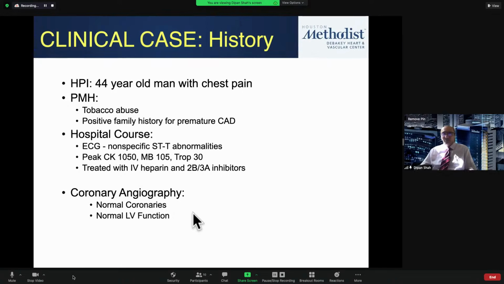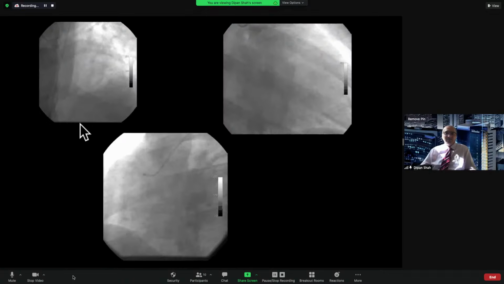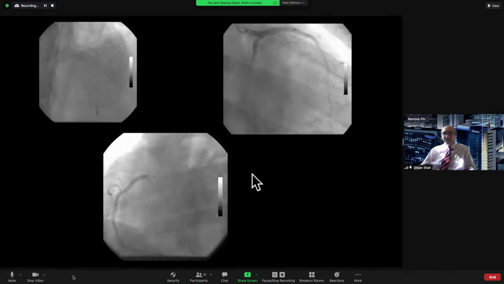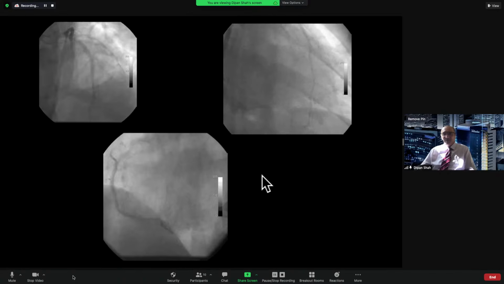On Monday, when you take him to the cath lab, he has normal coronaries. And let me see. I'm not sure how well this projects on the video stream, but basically you can see his LAD system, his CIRC system, and his RCA system have no significant obstructive lesions.